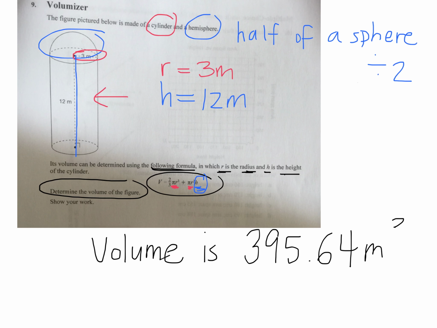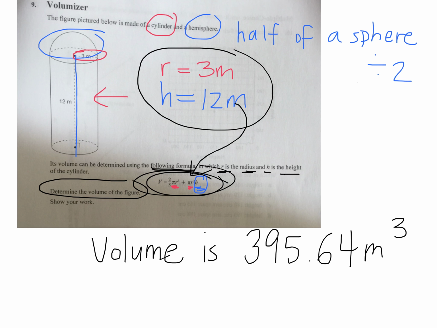0.64 meters cubed. And that will give you a code 40. You show all your steps, you label the dimensions, figure out what's the radius, what's the height. It's all given to you. All you had to do was plug it into the formula. They gave you the formula in this question.